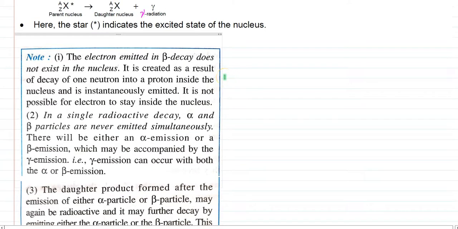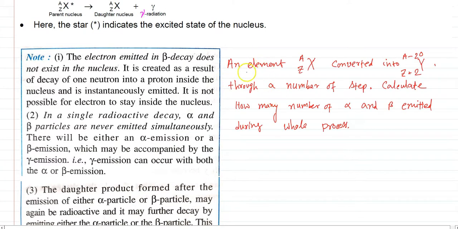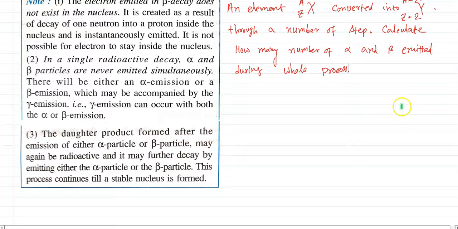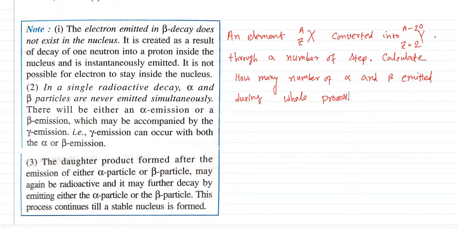Now we will do one problem. The question is: an element X with mass number A and atomic number Z is converted into Y with mass number A minus 20 and atomic number Z plus 2 through a number of steps of decay. Calculate how many alpha and beta particles are emitted during the whole process. First we have to calculate the mass number change. The mass number changes from A to A minus 20.